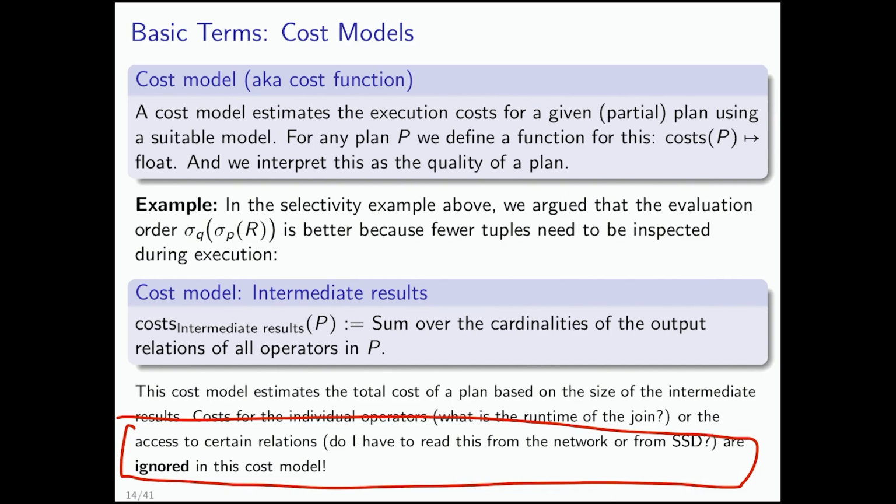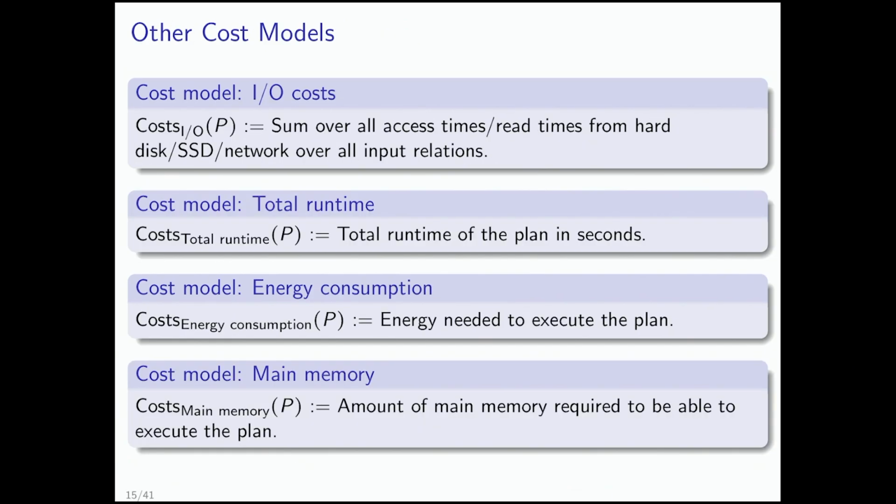But there are also typically many assumptions being built into those models. So here's an example of other cost models that are very popular. One is to look at the I/O costs. I/O meaning, how many operations do I have to do on my storage device? Like, how often do I have to ask my SSD or my network to give me some data?